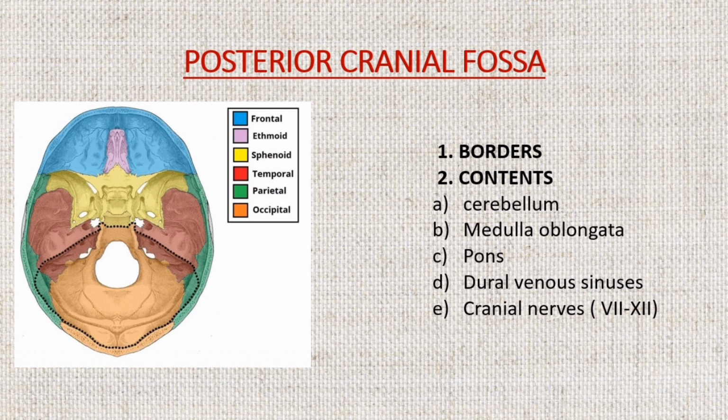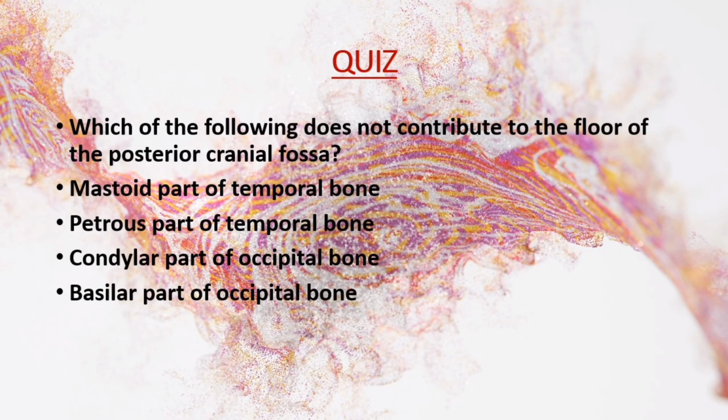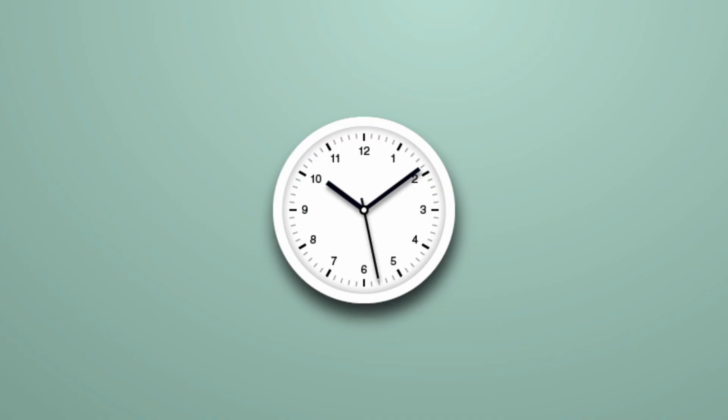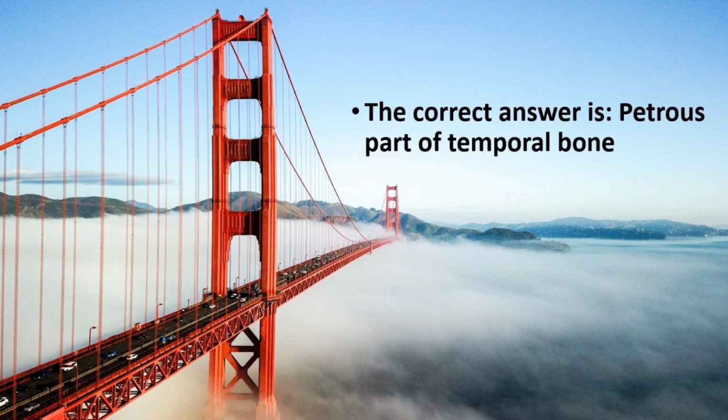The contents of the posterior cranial fossa include the cerebellum, the medulla oblongata, the pons, the dural venous sinuses and cranial nerves 7 to 12. Quick quiz. Which of the following does not contribute to the floor of the posterior cranial fossa? Mastoid part of the temporal bone, petrous part of the temporal bone, condylar part of the occipital bone, the basilar part of the occipital bone. The correct answer is petrous part of the temporal bone.